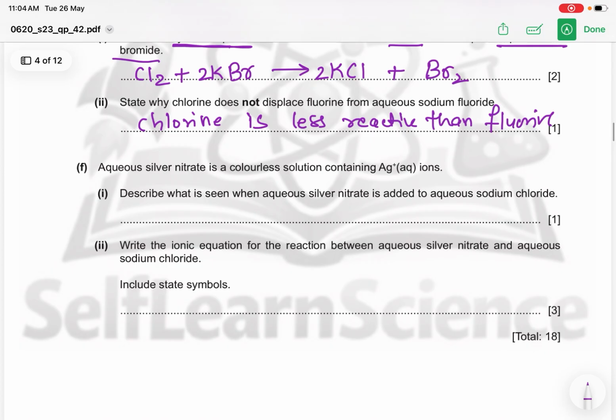F. Aqueous silver nitrate is a colorless solution containing Ag+ ions. Describe what is seen when aqueous silver nitrate is added to aqueous sodium chloride. Now, this you have to think from the point of view of ions, identification of ions. Silver nitrate is a test for halides specifically. So if you add silver nitrate to aqueous sodium chloride, it is going to give you a white precipitate.